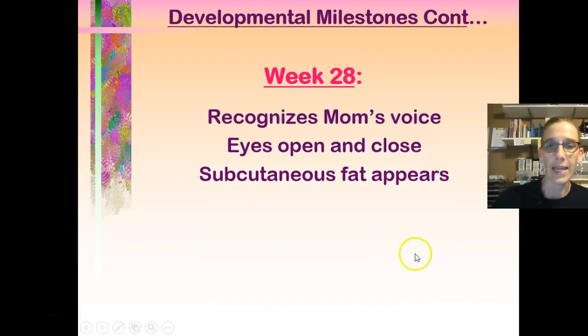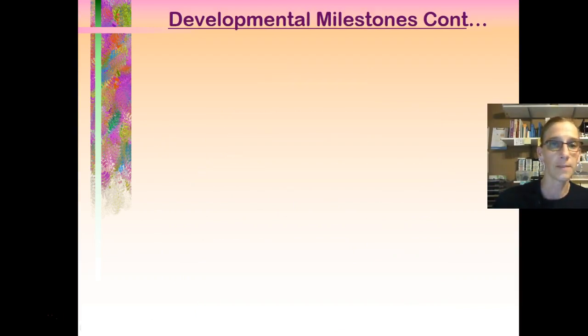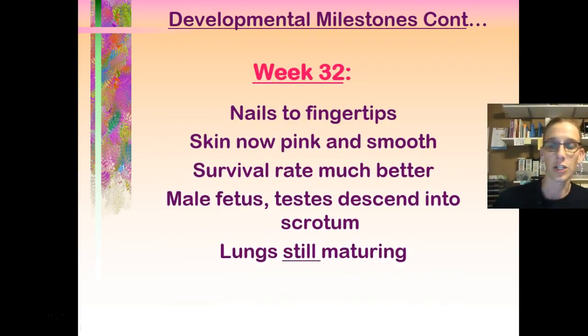All right. Week 28, the baby can recognize the mom's voice. Their eyes open and close. Subcutaneous fat appears. At week 32, we now have nails to the fingertips. The skin is now pink and smooth. Your survival rate is much better.